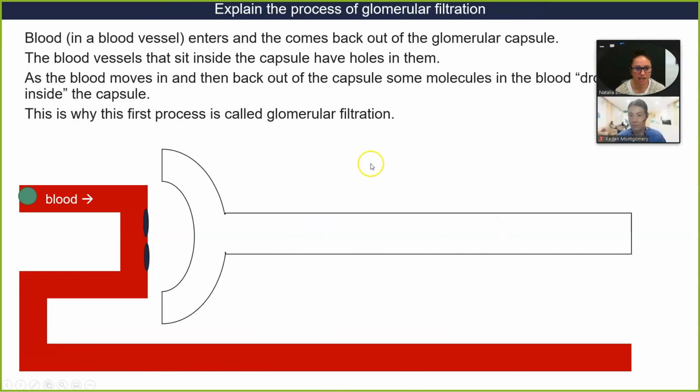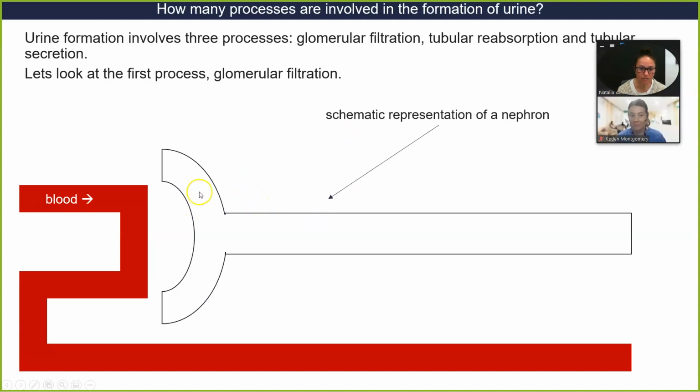So here's my schematic representation of the nephron. All I did was grab the convoluted tubes and just straighten them all out. The same with the blood.